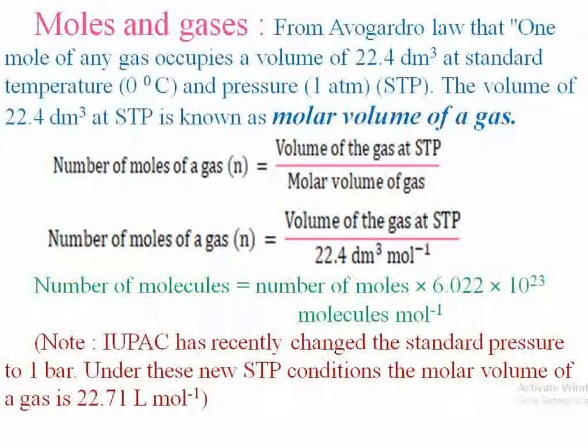The number of moles of a gas is calculated using the formula: number of moles equals the volume of the gas at STP divided by the molar volume of the gas, which is 22.4 dm³ per mole. The number of moles multiplied by Avogadro's number gives the number of molecules. Number of molecules equals number of moles multiplied by Avogadro's number, and the moles are calculated as volume of gas at STP divided by 22.4 dm³ per mole.